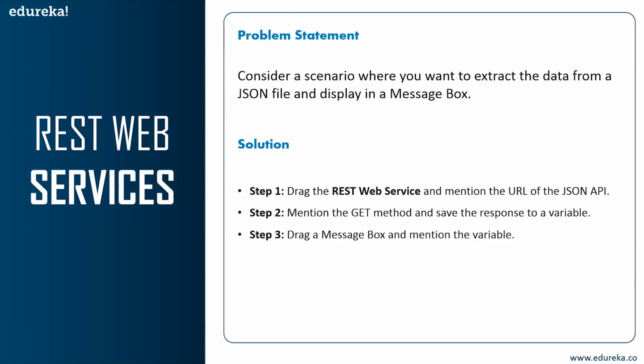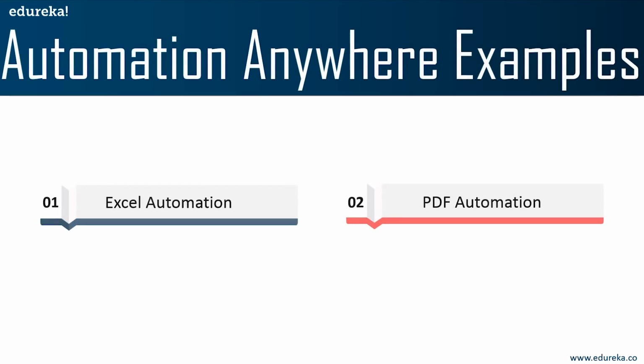So that's how, guys, you can use these REST web services. I hope all of you have understood these basic examples and understood how you can use these different commands to do different kinds of automation. Now let's look into something more interesting, that is the Excel automation and PDF automation.